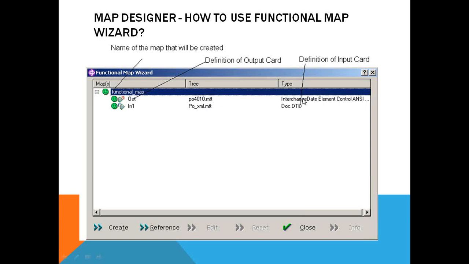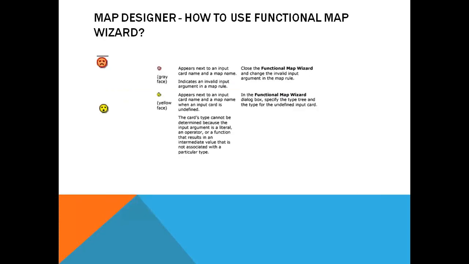What is the type? If everything is okay, it will show in green color. Suppose if there are any errors, it will show in red color. In the next slide, we'll talk about it. See here. This gray color appears next to input card. It basically talks about invalid type, invalid input. There is no input, the input card is undefined. Invalid type, this icon will come only when you do manual changes.